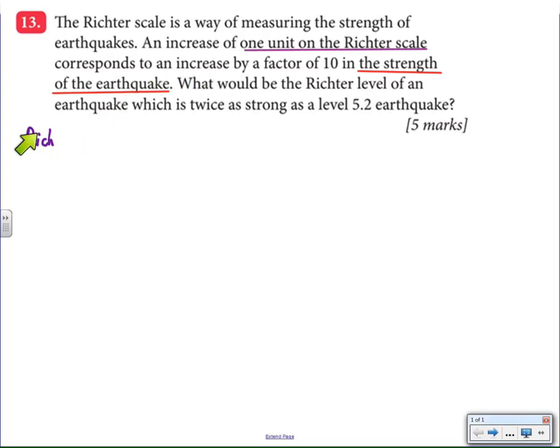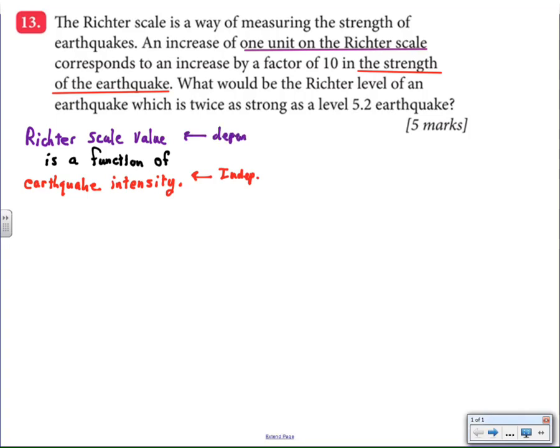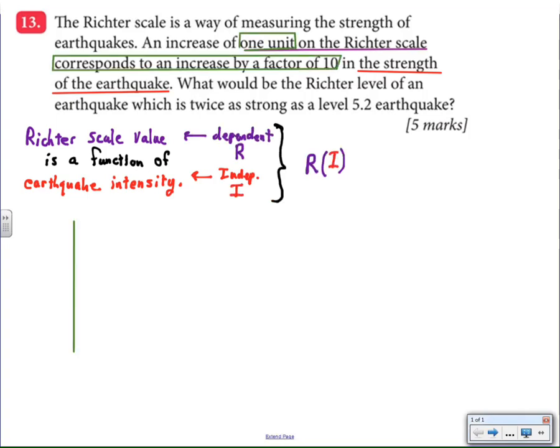So what I have to do is try to understand the relationship between the variables. And so we have the Richter scale value is a function of the earthquake intensity. That is, it depends on how intense the earthquake moves. Therefore, we can establish that there is a function relationship where the intensity affects the Richter scale and not the other way around.